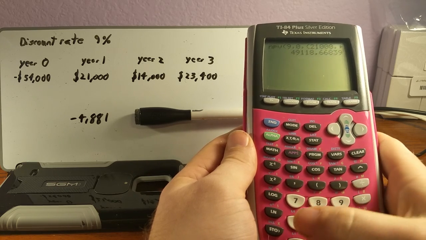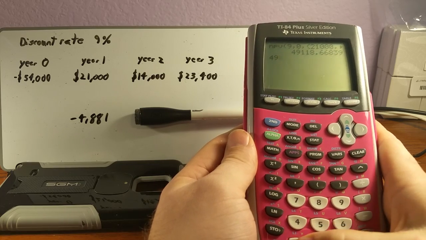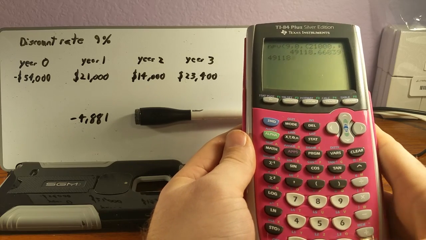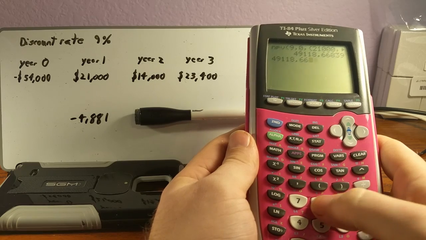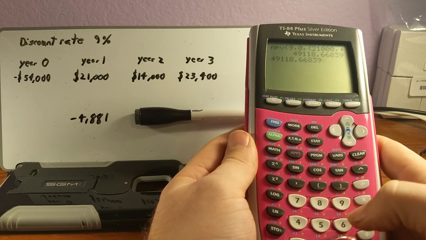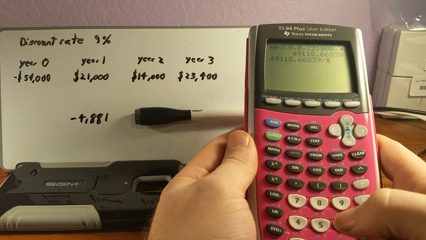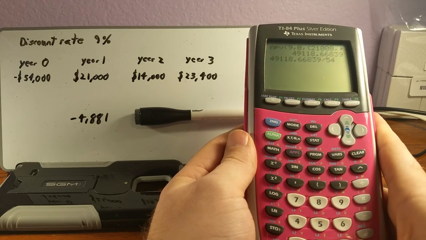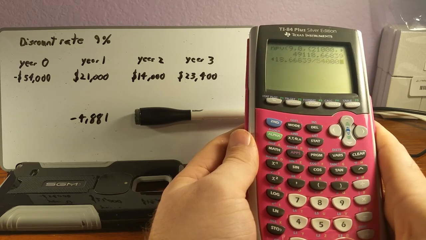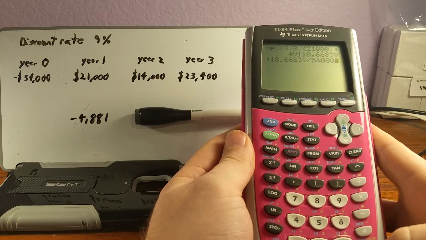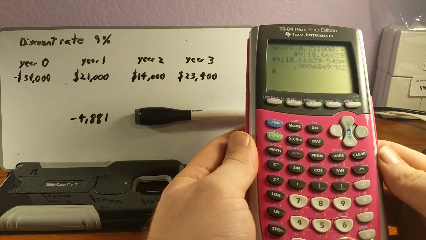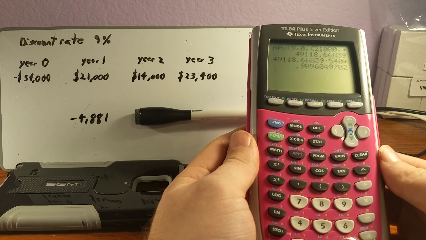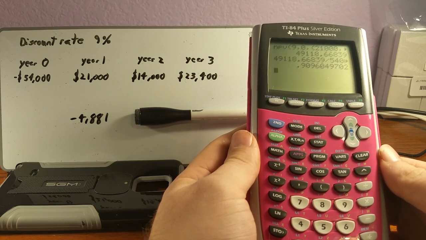So now we're going to divide that 49,118.66839 by how much we spent, or how much we were looking at spending at the beginning of the project, which is 54,000. In this case, it's 0.91 really, but 0.9. The takeaway here is that it's less than 1.